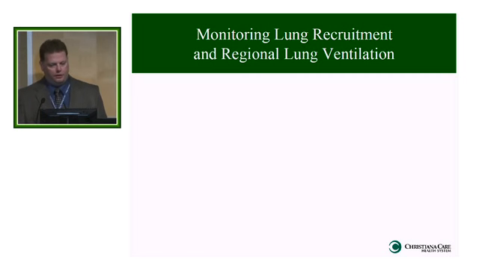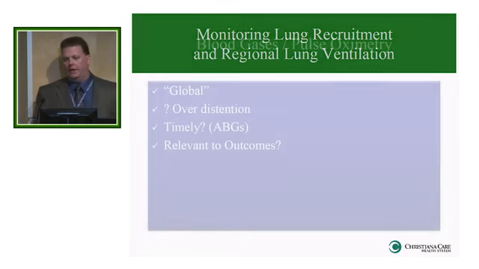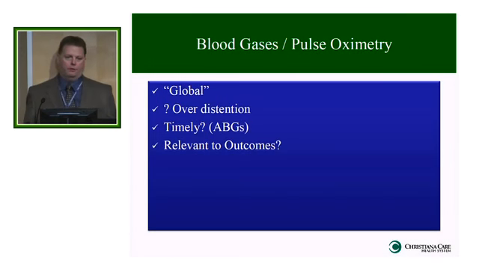So we've already talked a little bit about monitoring because we've had things that people were monitoring with the recruitment maneuvers. So what are our options with monitoring? Well, they're going to sound archaic because in reality they are. Blood gases and pulse oximetry. What are the problems with that? They're global. What do I mean? You find out how the patient is oxygenating. The pulse ox doesn't tell you if they're recruited. It doesn't care if they're overdistended, recruited, or anything.